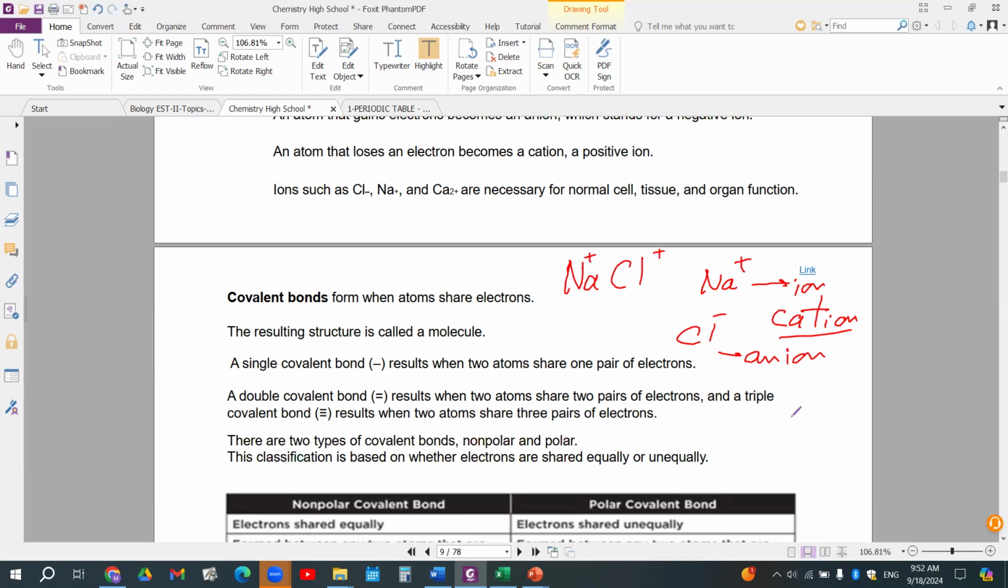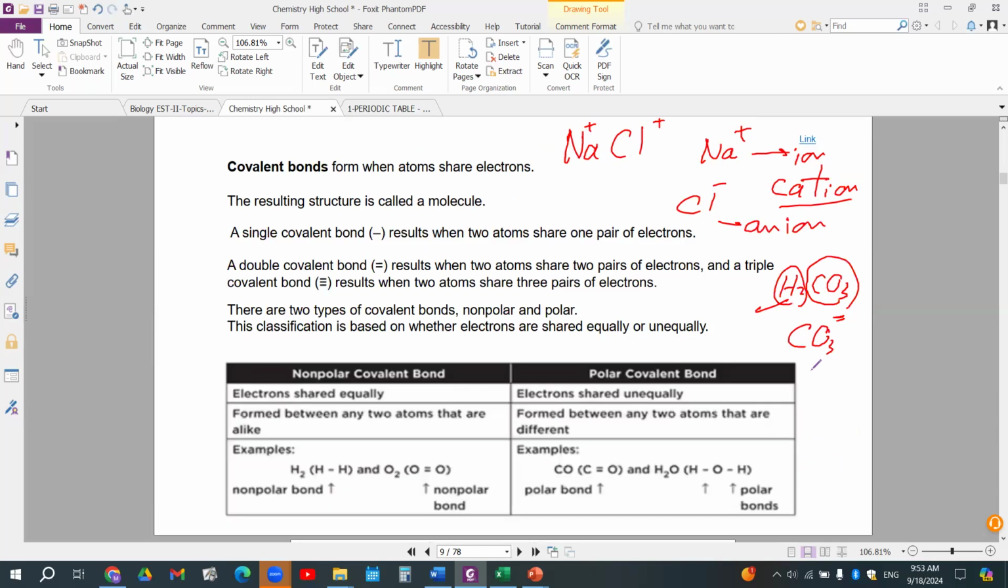Sometimes you have polyatomic ions, like H2CO3. In water, hydrogen moves alone, and CO3 is an ion too. Like SO4, it is a polyatomic ion, a group, and SO4 has a double negative charge. PO3, phosphate group, has 3 negative charges. These are also ions, but polyatomic ions.